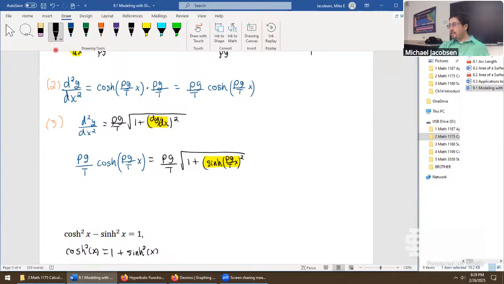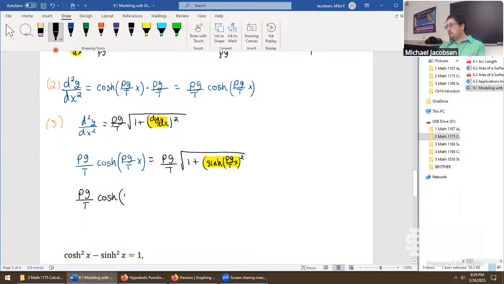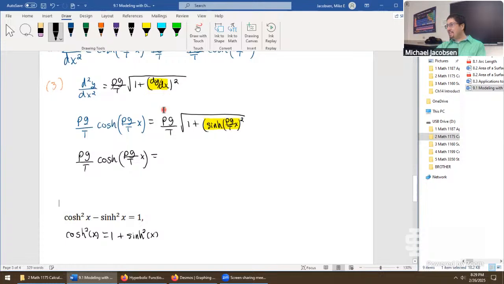So let's do that on our next line. On the left, rho g over t cosh of rho g over t x, takes a while to actually say these, equals rho g over t root, inside here, through the identity, it's cosh squared of rho g over t x. And this is also cause for concern because we always have to constantly think about this.